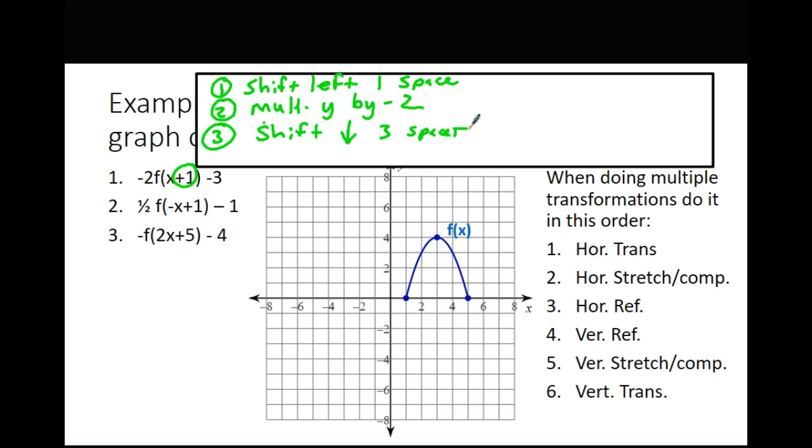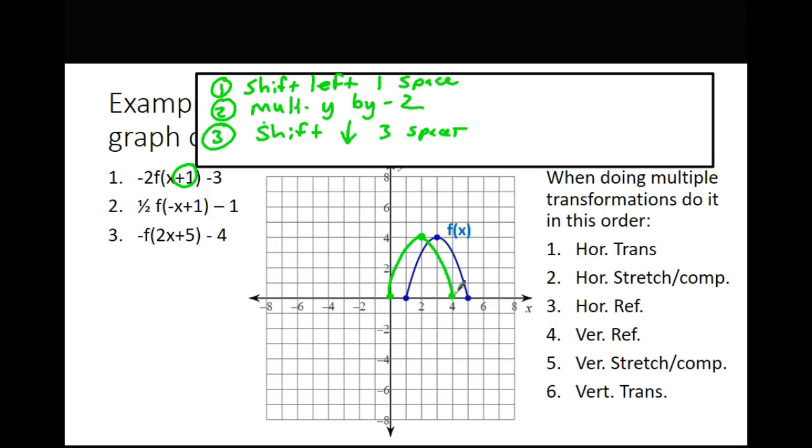Okay, so we have 3 transformations we're going to do to that graph. We're going to shift, we're going to multiply, which is going to stretch it, and it's also going to flip it, by the way, and we're going to move it down 3 spaces. So here we go. Let's take this point. We're doing what? Shift left 1. Now I'm going to draw this, but that's not our final answer, just so you know. I shifted every point left one space.